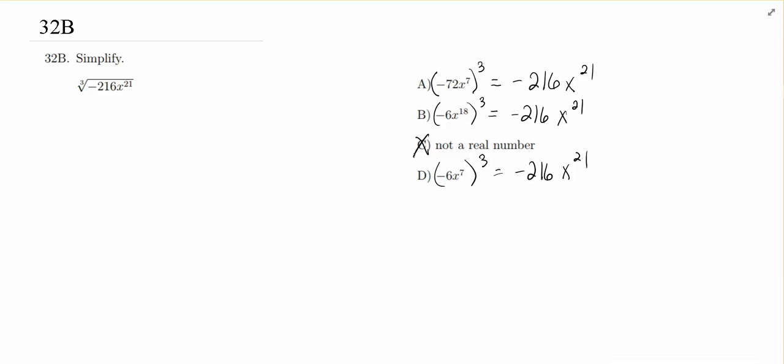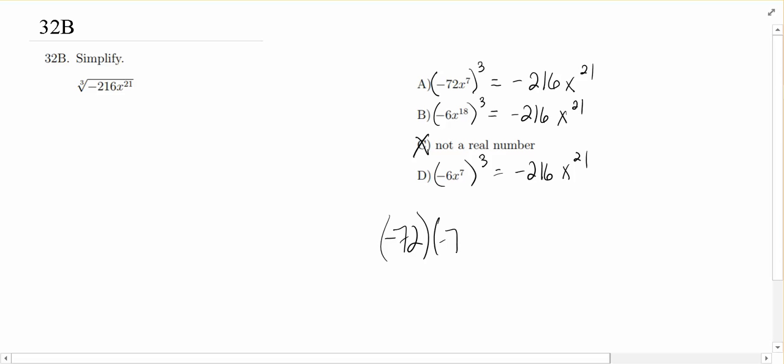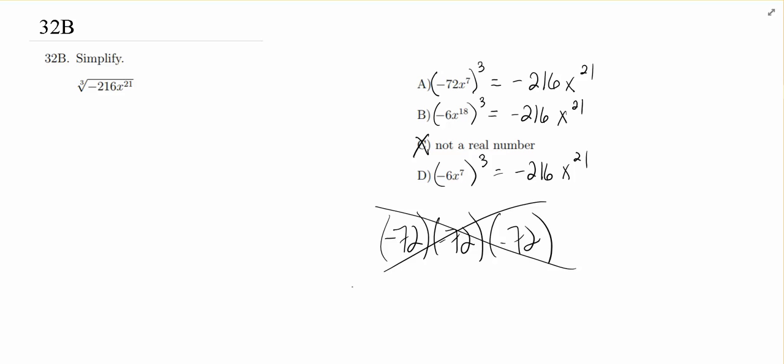Now, as we look at the other options, let's look at the number part. In both B and D, the numerical part of the answer is negative 6, whereas in A it's negative 72. If you take negative 72 times negative 72 times negative 72, are you going to get negative 216? Absolutely not. That's a huge number. 70 times 70 means 49 with 2 zeros on the end. Way too big. So now it really boils down to the x's.